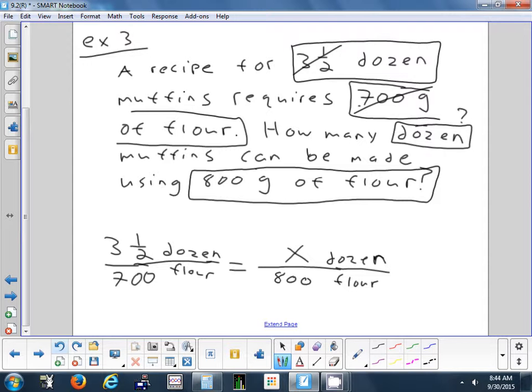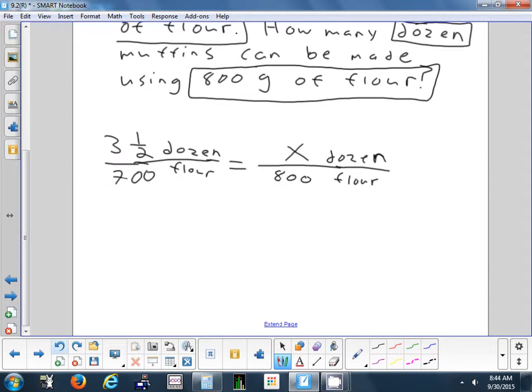Okay, setting up our proportion. Now, what I usually like to do is rewrite it so I don't have the labels. Just write 3.5 over 700 equals X over 800. I just think it looks a little simpler. It's up to you. All right, now how am I going to figure that out? What do I do next? Kevin, what do we do next?